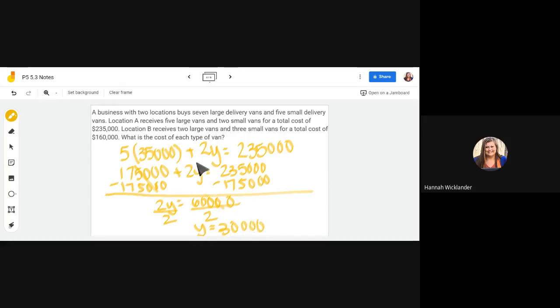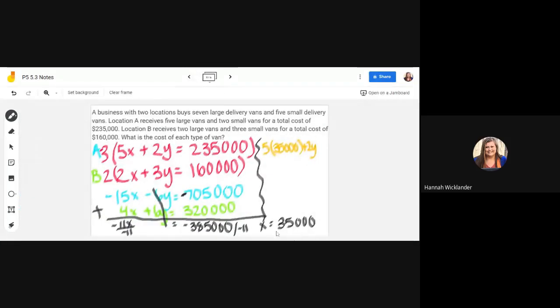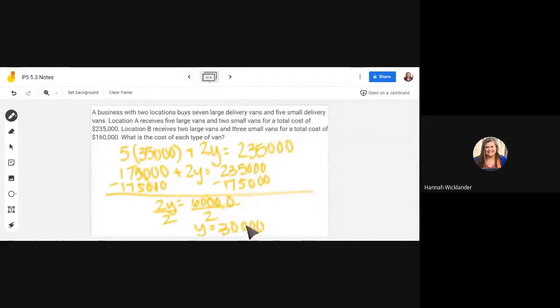So, whoops. I'm going to come back to this first page. X was 35,000 and y was 30,000. So my answer is 35,000, comma, 30,000. So there you have it, solving the story problem. I'm going to let you guys have the rest of class to work.